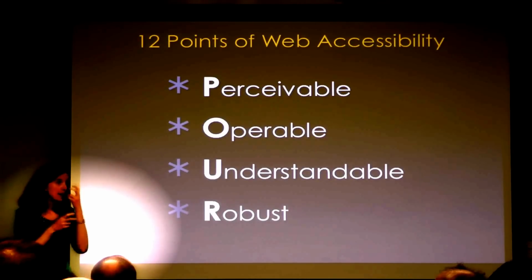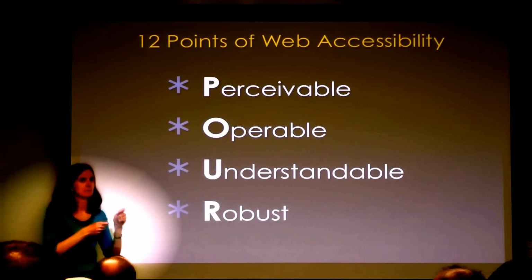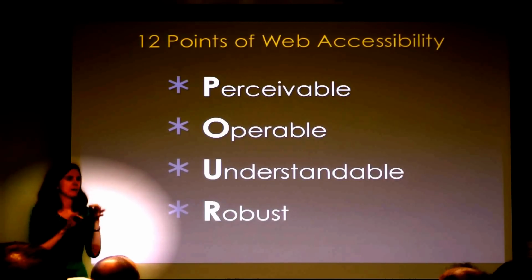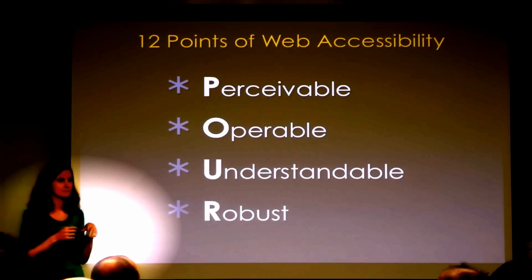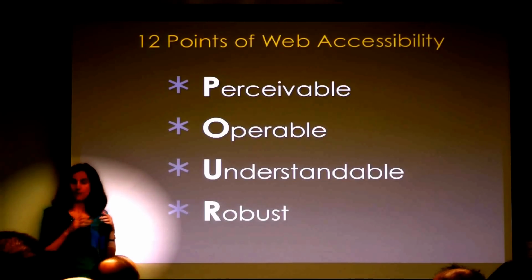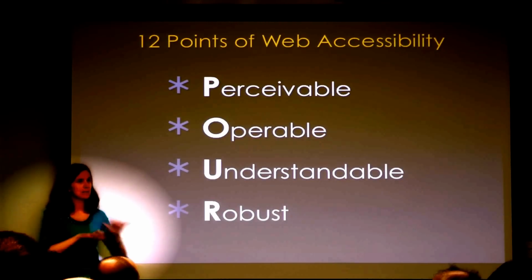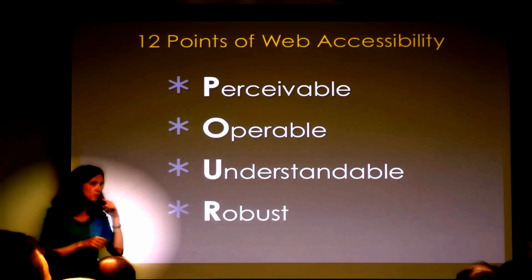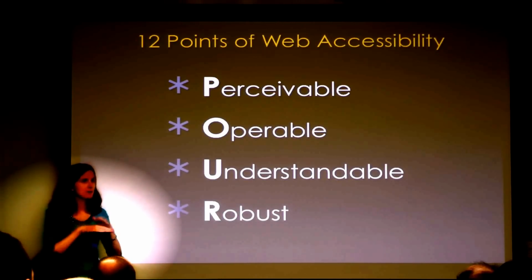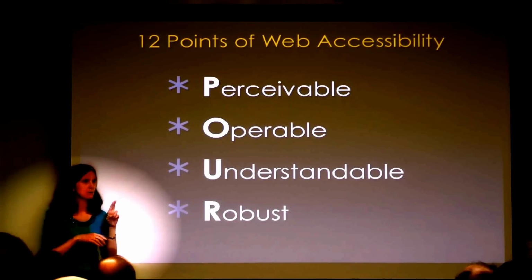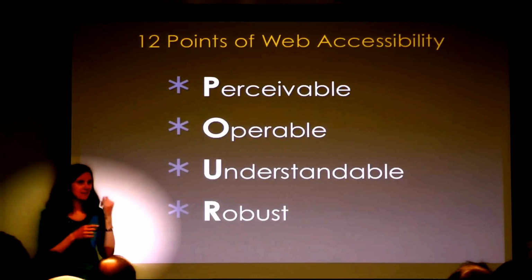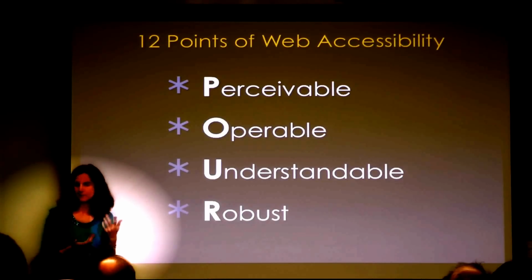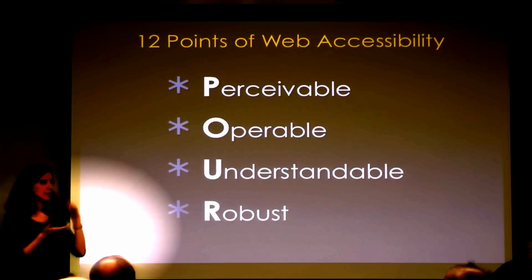Perceivable means that blind people who can't perceive the image might need audio to supplement it, or people who can't hear rely on captions. Operable means making sure that all the functions can be used by a keyboard, not just by a mouse. You don't have to hover over something to be able to see the option. People who can't rely on a mouse would then not be able to use that function.